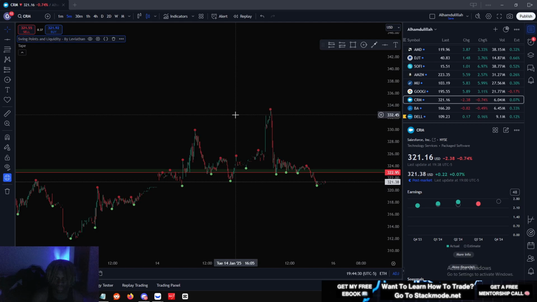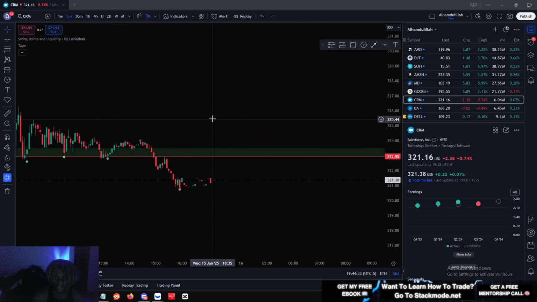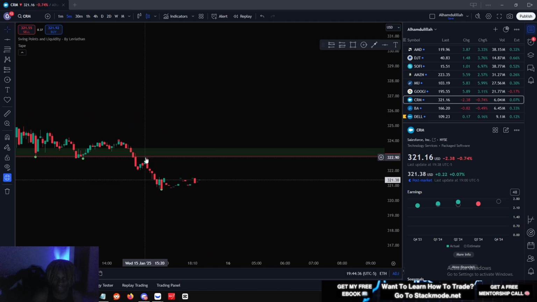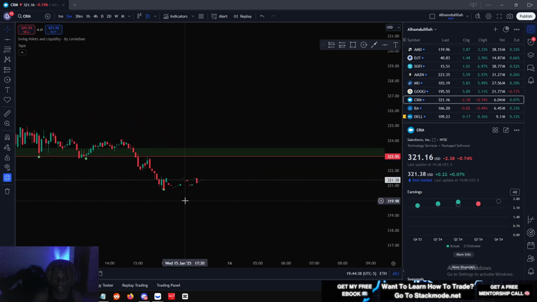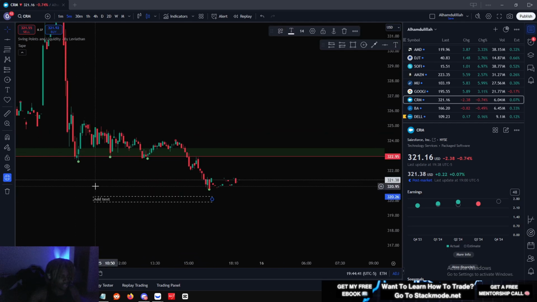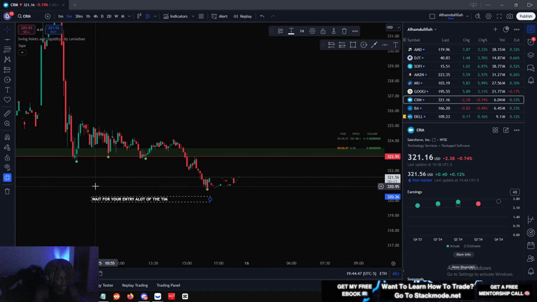So, as you can see here, right before market close, price decided to come in contact with the zone and then fall down. A lot of the times, wait for your entry. A lot of the times, especially on stock options, your entry is going to be between 9:30 a.m. Eastern and maybe 1 p.m. at the latest.